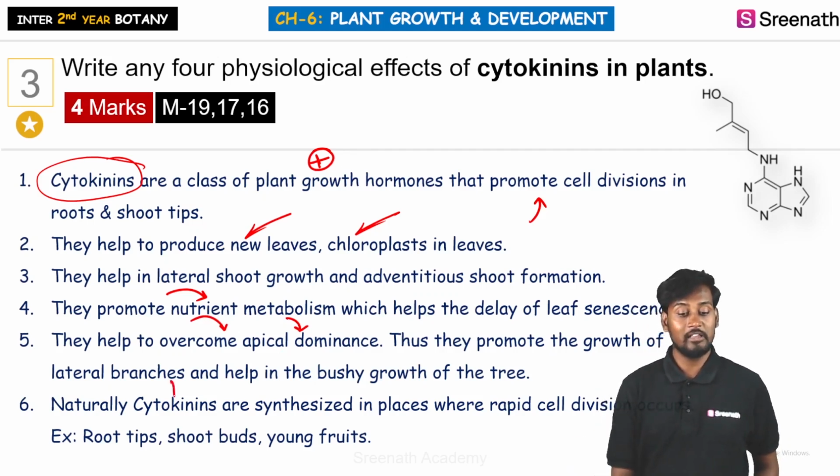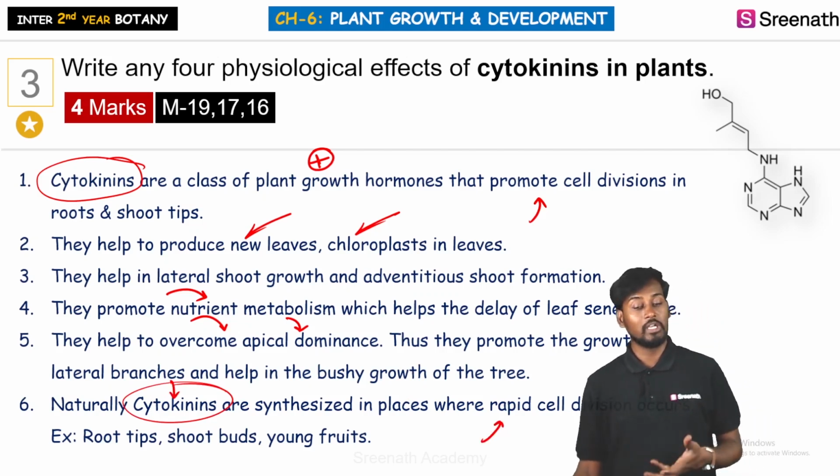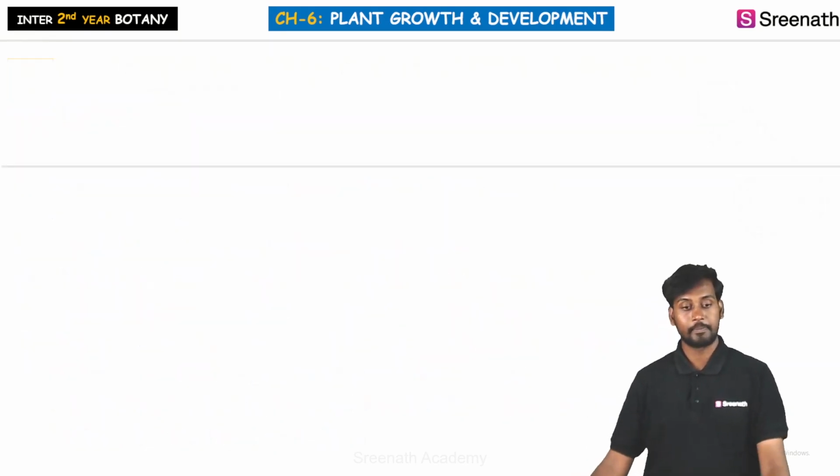Naturally occurring cytokinins are synthesized in cells that undergo rapid cell division, like root tips and shoot tips.